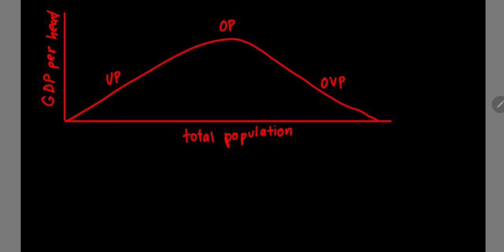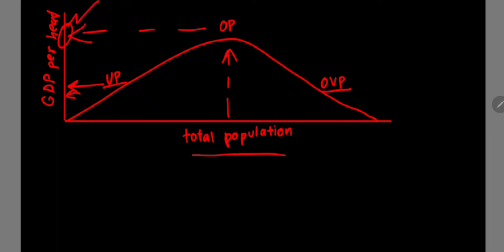So what we can understand from this graph is that if the total population is underpopulated, the GDP per head is too low. If it is overpopulated, the GDP per head is also the same. It's basically too low. However, at optimum population, you can see that the GDP per head is very high, and this is actually perfect. This is what we're looking for.